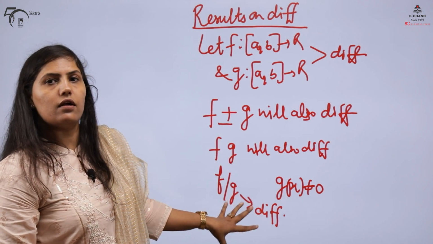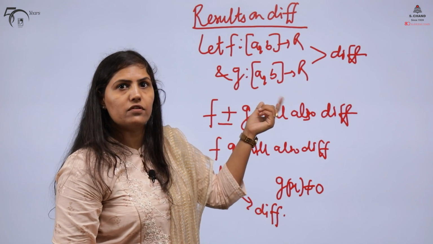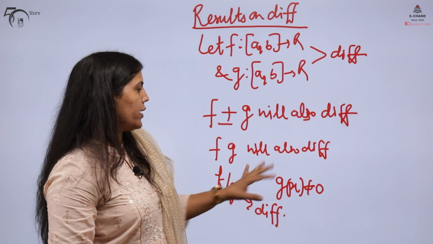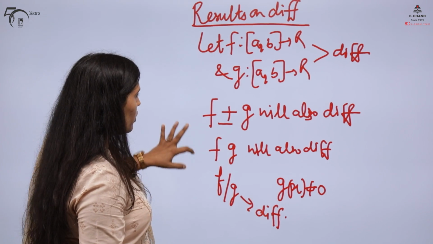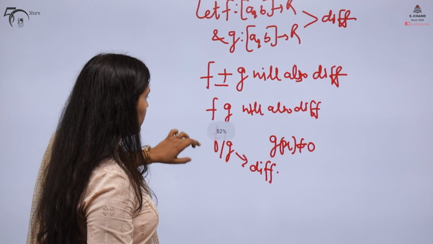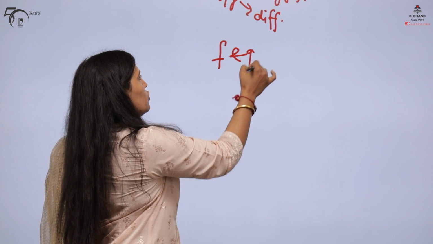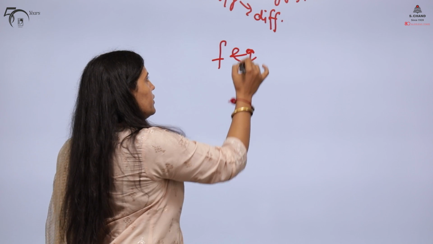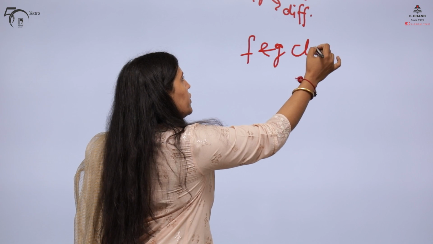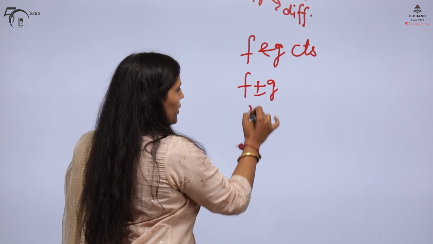In the continuity part I did not discuss these results. Those same results hold for continuous functions because every differentiable function is continuous. It means these results hold for differentiable functions, so they will be true for continuous functions. The same properties will go for continuous functions. So if f and g are continuous, no need to check the sum and the difference separately, just check the continuity of the two functions.